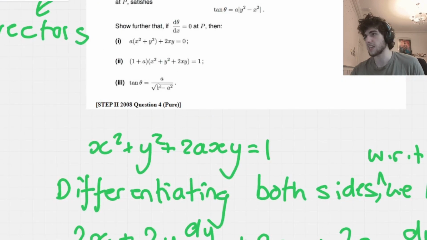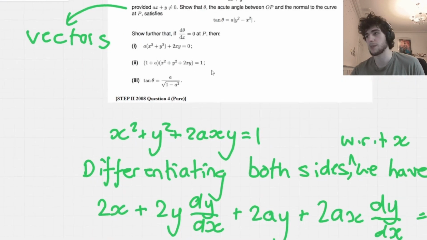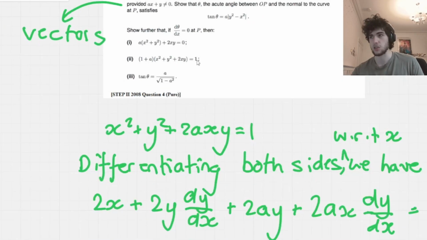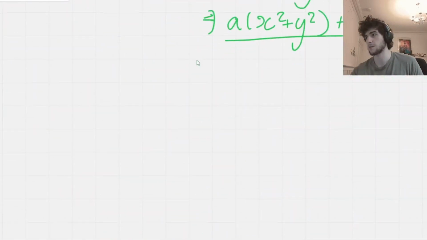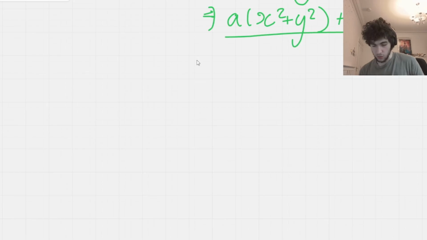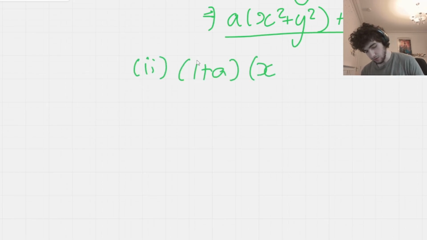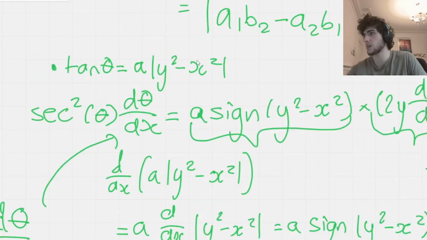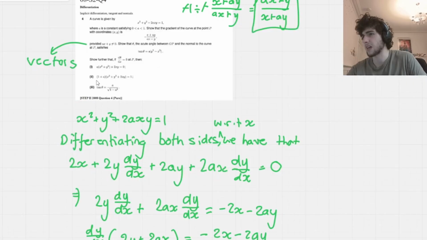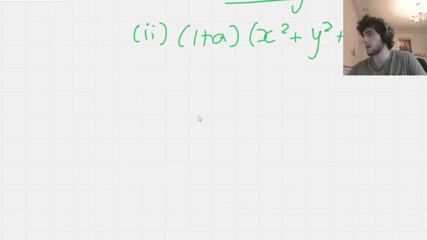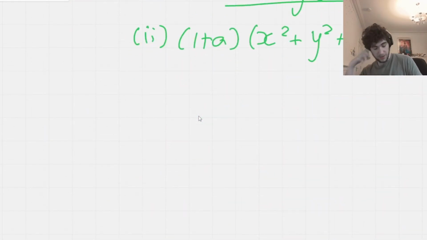Now we need to show that 1 plus a times x squared plus y squared plus 2xy is equal to 1. For this, we can just expand the brackets. So for that part we have 1 plus a times x squared plus y squared add 2xy is equal to 1. Perfect. Now let's just expand these brackets.